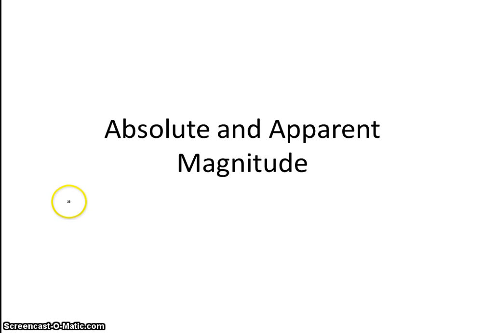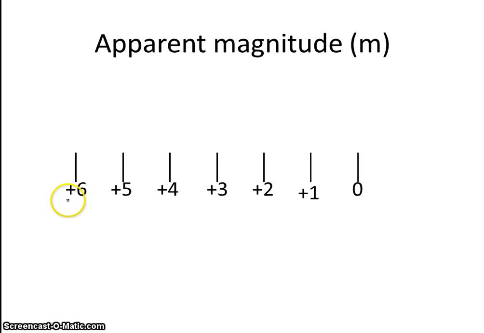Okay, so this video is going to cover the difference between the absolute and the apparent magnitude of stars for the astrophysics unit. So the apparent magnitude scale is kind of goofy. It starts with 6, which is defined as a barely visible star. So this would be the dimmest star you could see in the night sky.